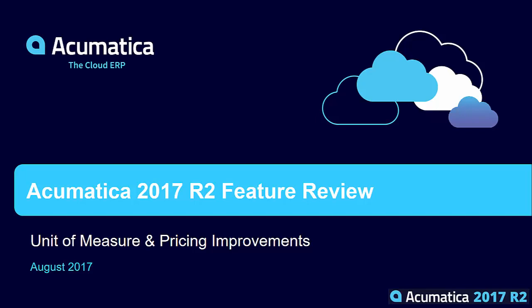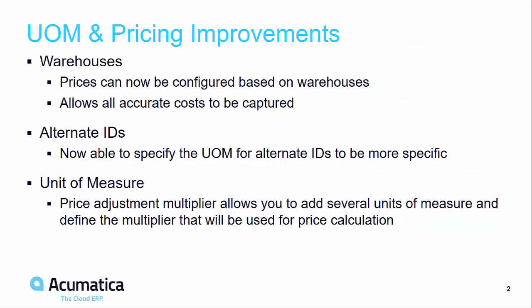Acumatica 2017 R2 Feature Review, Unit of Measure and Pricing Improvements. The Acumatica pricing mechanism has been significantly improved to give users more ways to configure sales and vendor prices. The major changes are the ability to configure warehouse-specific prices, to upload prices by alternate IDs, to specify price adjustment multipliers, to specify cross-reference units of measure, and also the ability to calculate discounts in different units of measure.